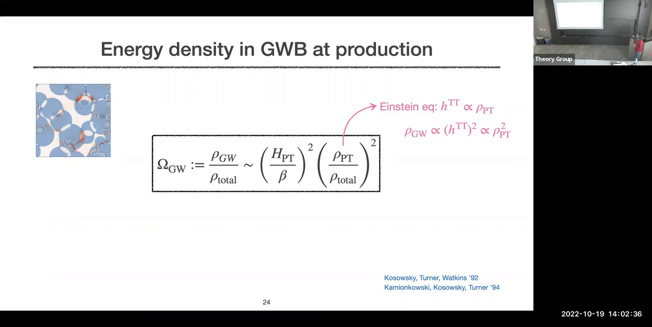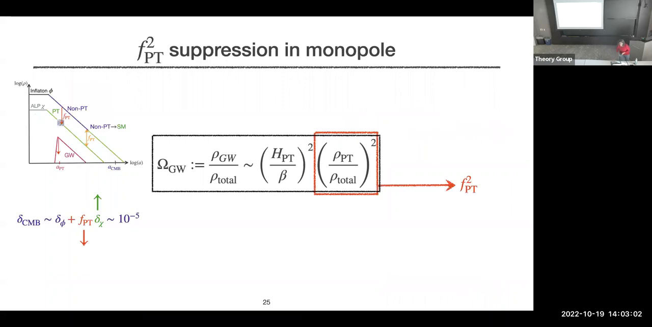And why we expect this to go as a square of rho PT is simply that if you write down Einstein's equations, you'll see that the strain of your gravitational wave is sourced by this rho PT, so it should be proportional to rho PT. But the gravitational wave energy density itself goes as the square of the strain. So you expect a square of the energy density in the phase transitioning sector. And if you remember, this is the exact factor of FPT that is helping us evade CMB constraints, but now it's hurting us by suppressing the gravitational wave signal quadratically.